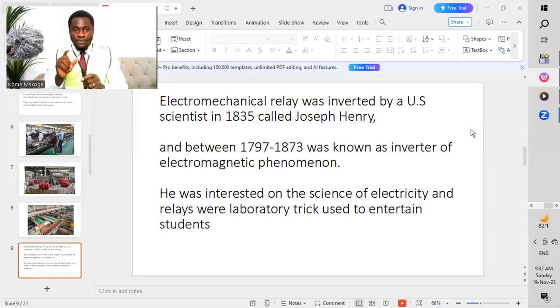For example, I'll give an example. Maybe we put a light bulb on different switching terminals, and they keep flipping up and down, up and down, changing the contacts and probably putting lamp A on, switching off, putting lamp B on, switching off, just like that. It keeps going on and on, off and on. This is all known as a laboratory trick, which was used to entertain the students.